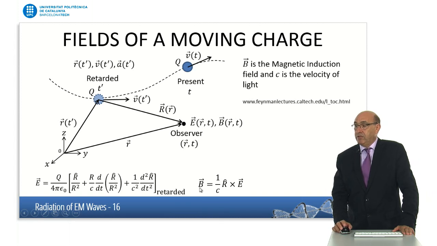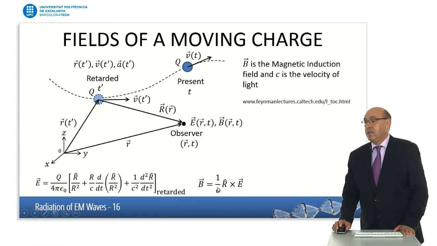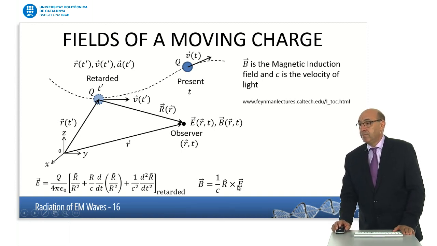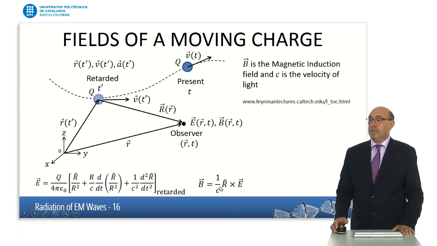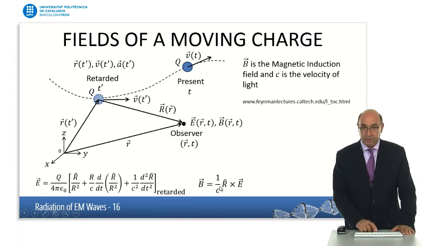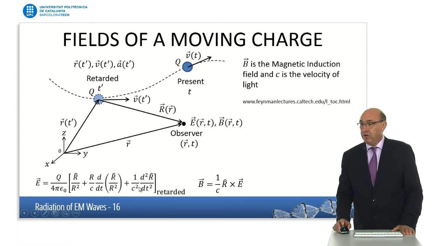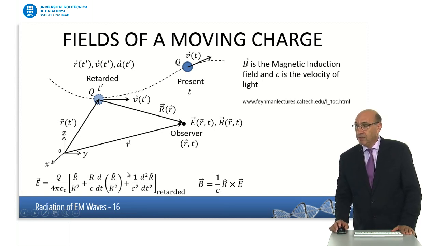This second vector here is the magnetic field, because when the charge moves, it not only produces an electric field, but also a magnetic field. And you see that they are orthogonal, and also the value of this field is much lower than the value of the electric field, because here you have the speed of light. This is the full expression for this problem. Now we are going to look in more detail into this term. This is the important one.